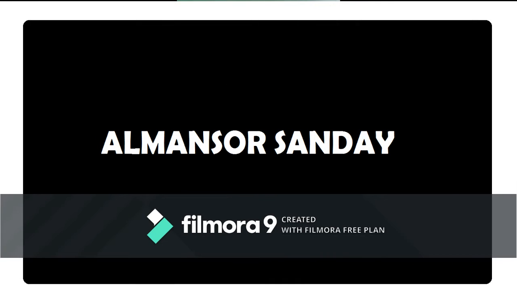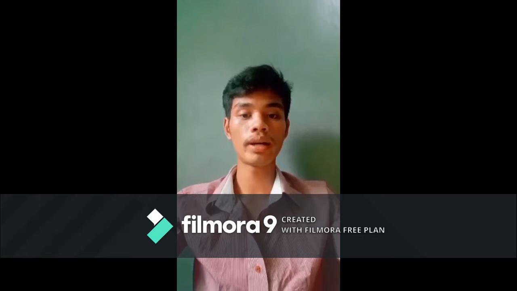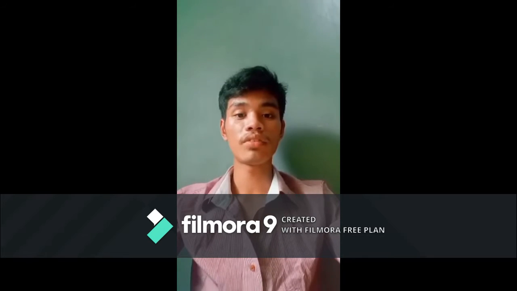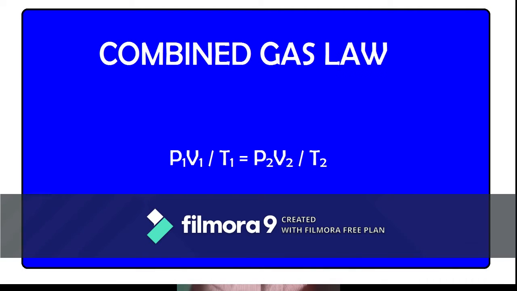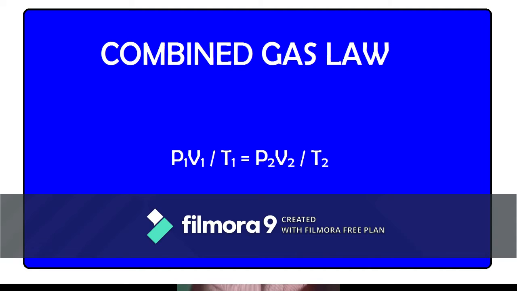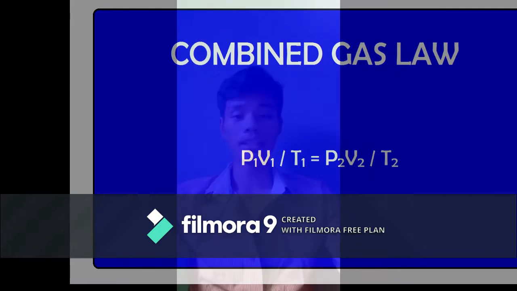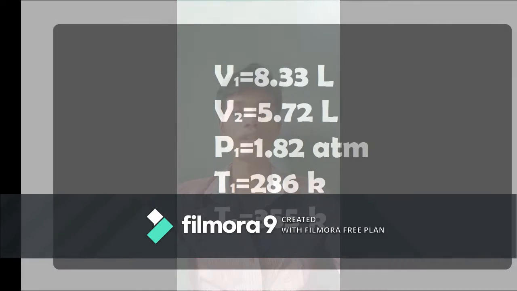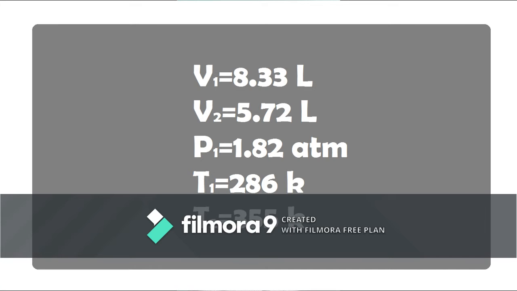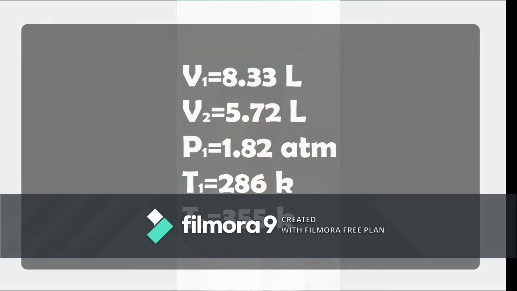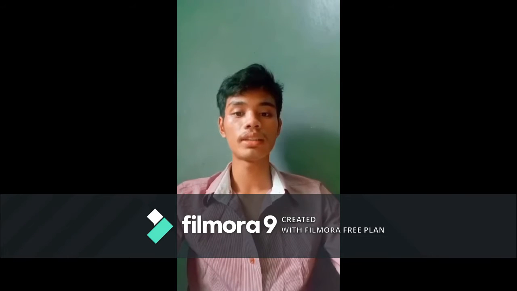Hi, good day. I'm Almansor Sanday, and I will show you how to solve the combined gas law. This is the formula of the combined gas law: pressure 1 and volume 1 divided by temperature 1 equals pressure 2 and volume 2 divided by temperature 2. The given is volume 1 at 8.33 liters, volume 2 at 5.72 liters, pressure 1 equals 1.82 atmospheres, temperature 1 is 286 Kelvin, and temperature 2 is 355 Kelvin.